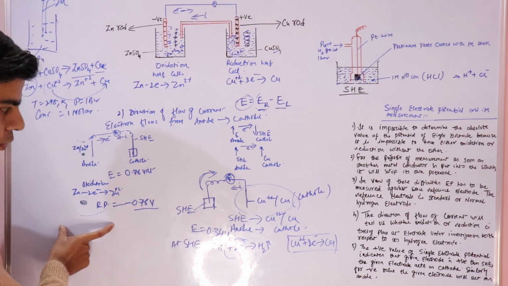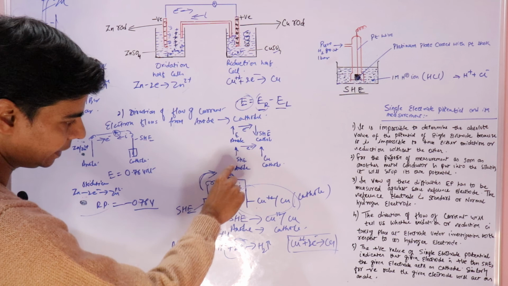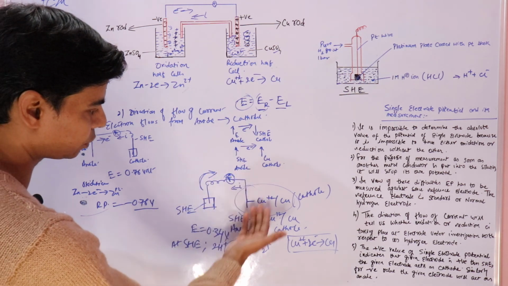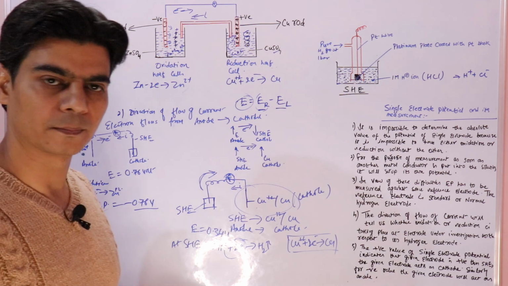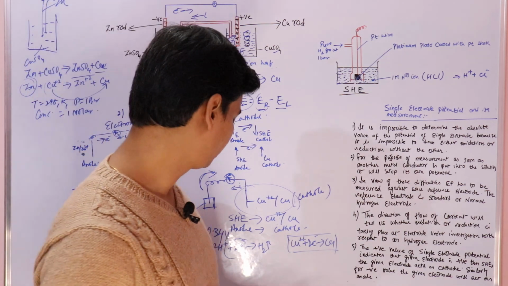standard hydrogen electrode, right? And then we check the reading of this voltmeter. Whatever is the reading of this voltmeter is the standard electrode potential of the other electrode, because the electrode potential of standard hydrogen electrode is 0, right?